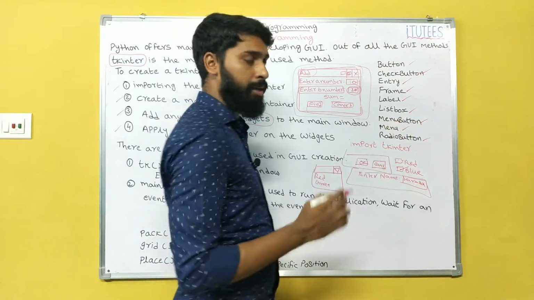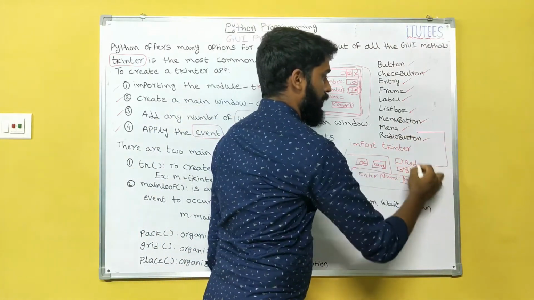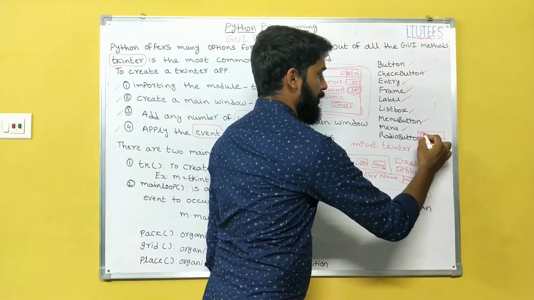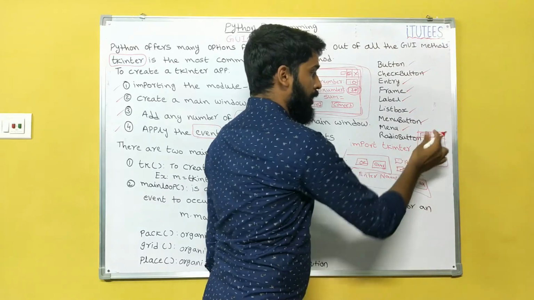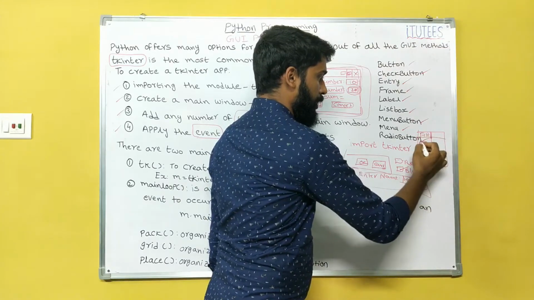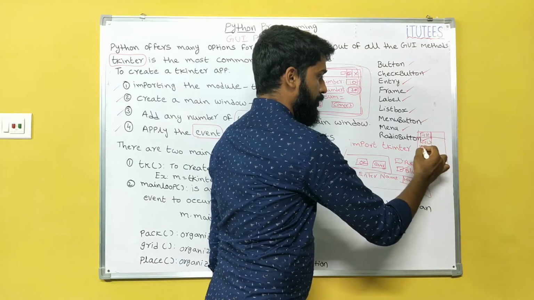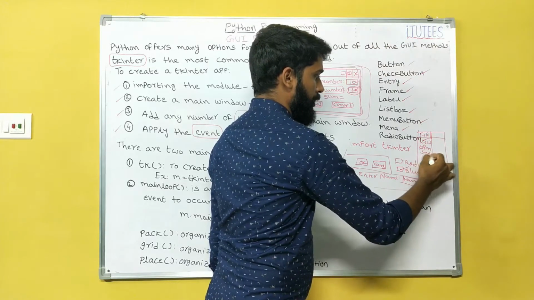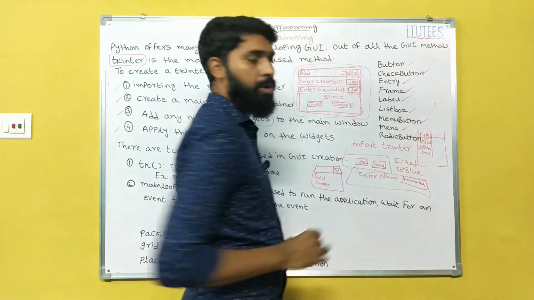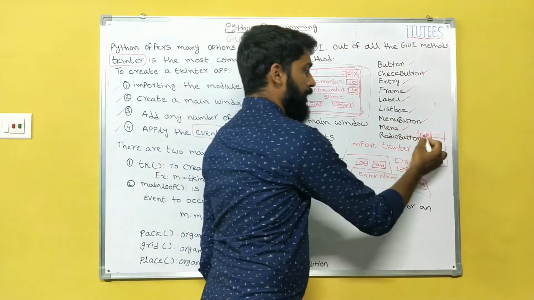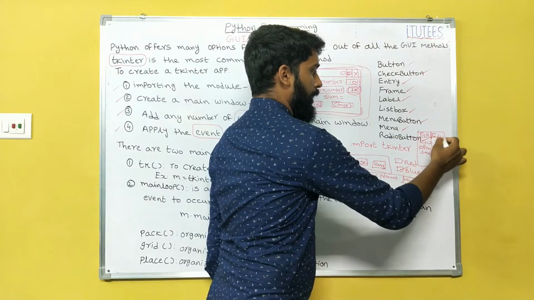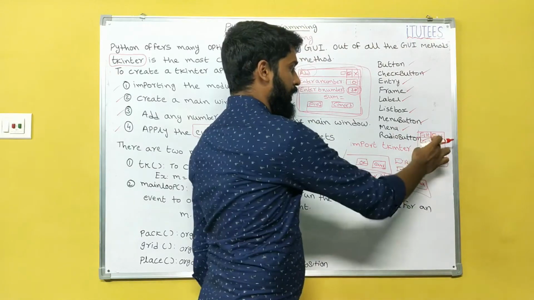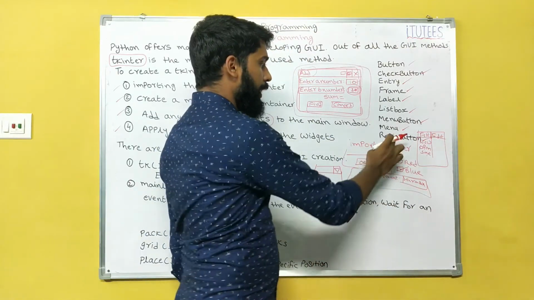Menu button. The window looks like this. Here there is a file menu. If you click on this menu, a drop down will appear: new, open, save. All these we call menu buttons. The menus are file, edit, close. All these are menus.